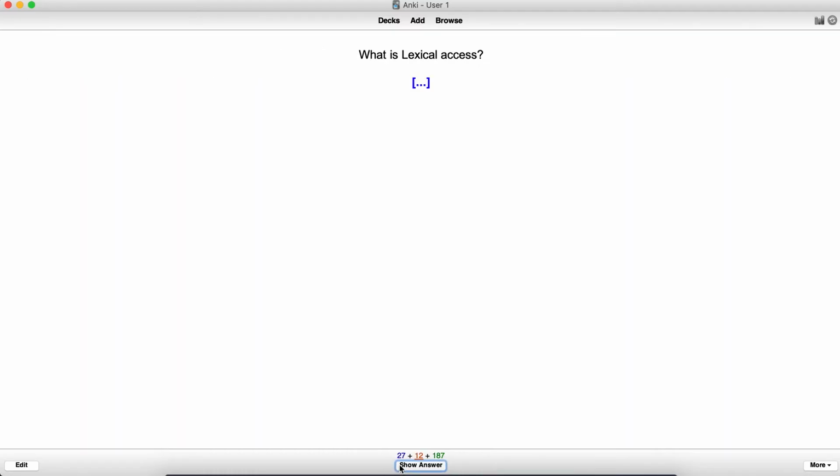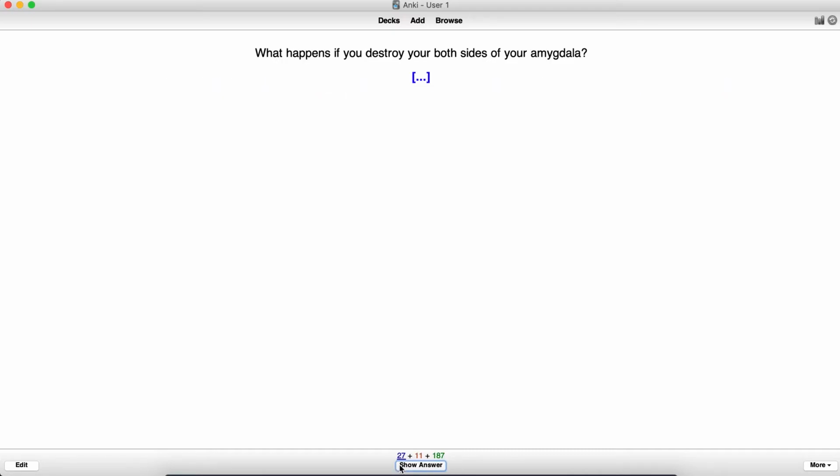What is lexical access? I think this is where, within a certain language, you're connecting words that you've never seen before to meanings that you have inside your head. So you're creating words for meanings in your head.